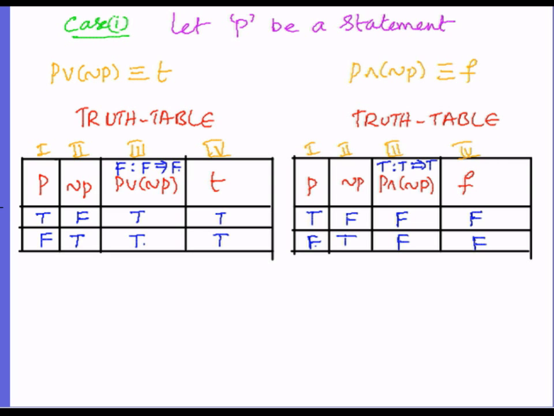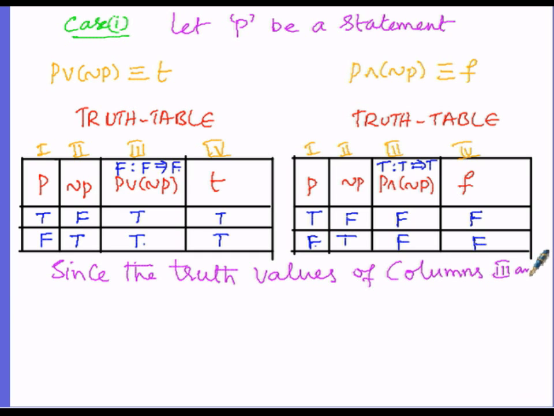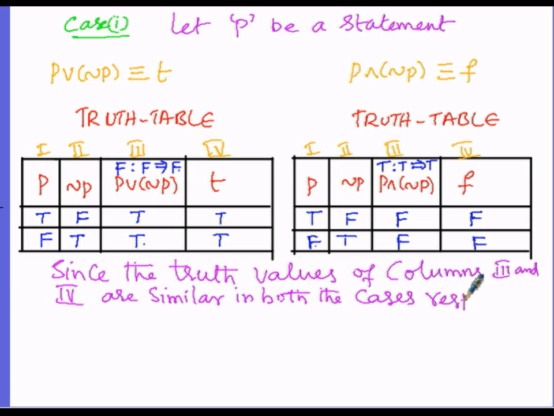So here we can write, since the truth values of columns 3 and 4 are similar in both the cases respectively, hence we can write in the first case, P or negation P is identically equal to T, and in the second case, P and negation P is identically equal to F. In this manner we have proved both the cases, so hence it is proved.